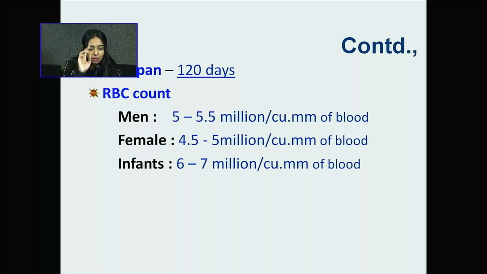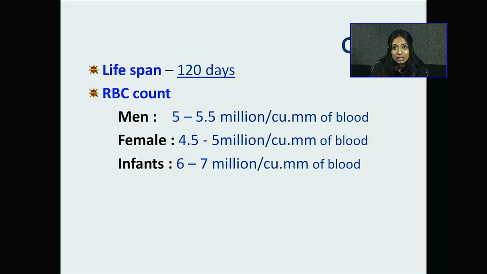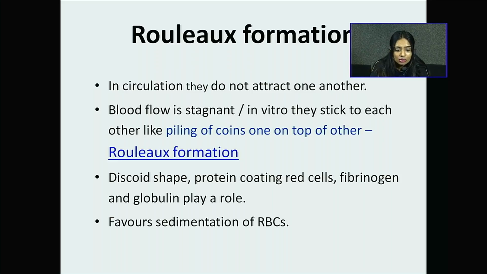Now, RBC count in men, women, and infants is different. In men, it is 5 to 5.5 million per cubic mm of blood. In women, it is 4.5 to 5 million per cubic mm of blood. In infants, it is 6 to 7 million per cubic mm of blood. Then comes the rouleaux formation.